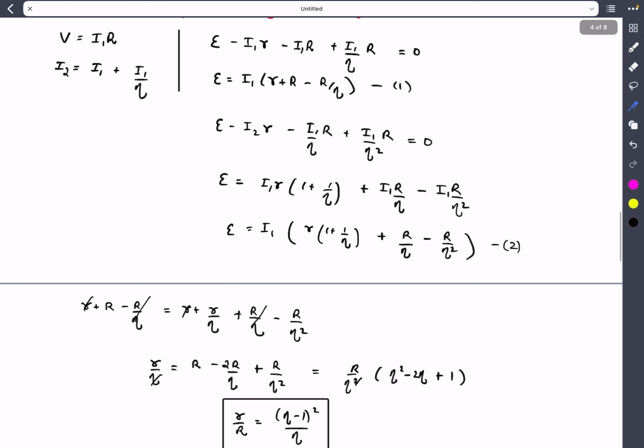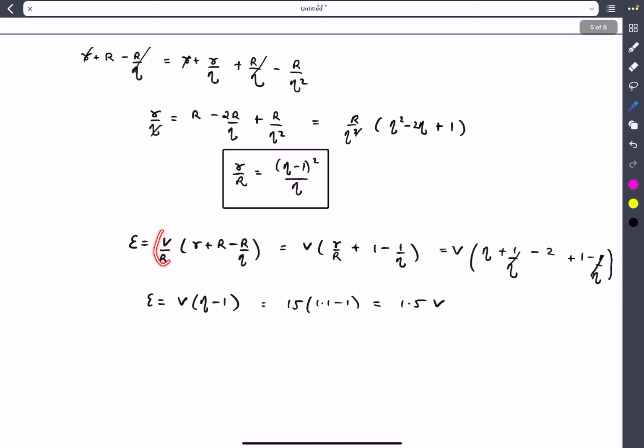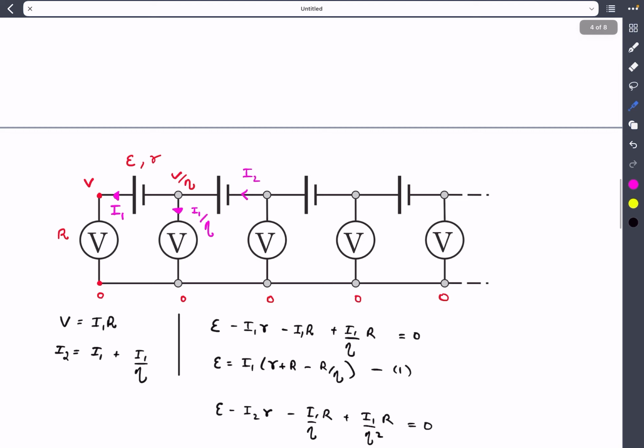Now we can pick up relation number 1, substitute the value of I1 into this equation, substitute the value of small r using our ratio, and see what we get. After substituting the value of I1 and the ratio of small r by capital R, the EMF simplifies as V times eta minus 1. And that turns out to be 1.5 volts. So that was the answer to this question.